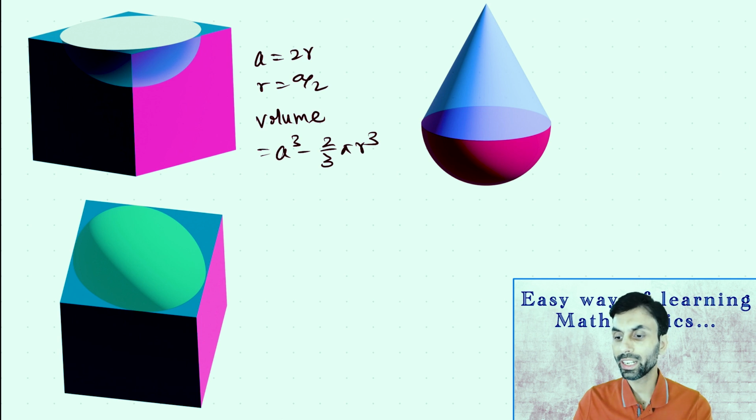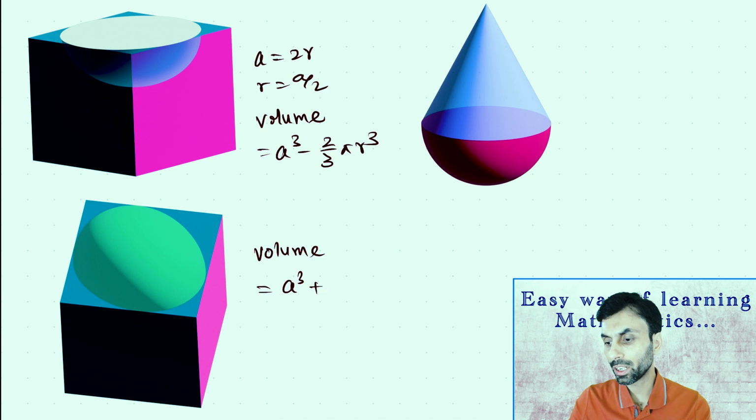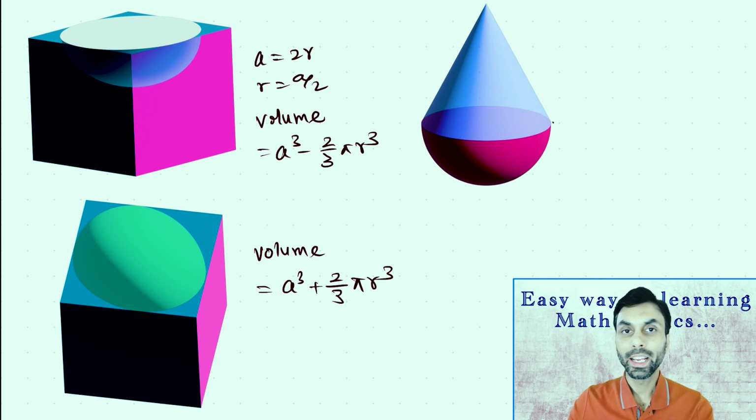If you talk about the second case, where a hemisphere has been kept at the top of the cube, we'll have volume equal to a cube plus 2 upon 3 pi r cube, where again the radius is half of the edge length. Next we'll talk about a cone kept on a hemisphere.